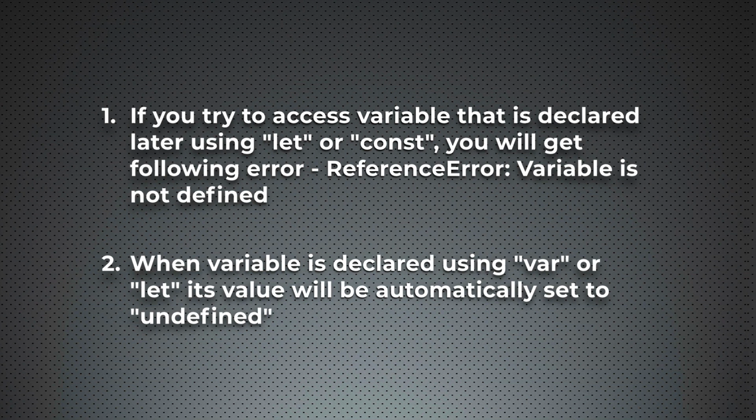There are two takeaways from this example. First, if you will try to access a variable before its actual declaration in the code, you will get reference error, variable is not defined. And that is true for let and const. With var, it's possible, and we will talk about that later on. Second takeaway is that when you declare variable but not assign value to it, its value will be internally set as undefined. Okay, now we are finally ready to dive into coding and try variable declaration and assignment in action.